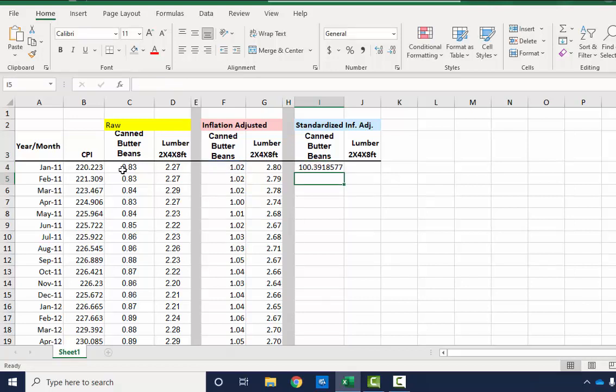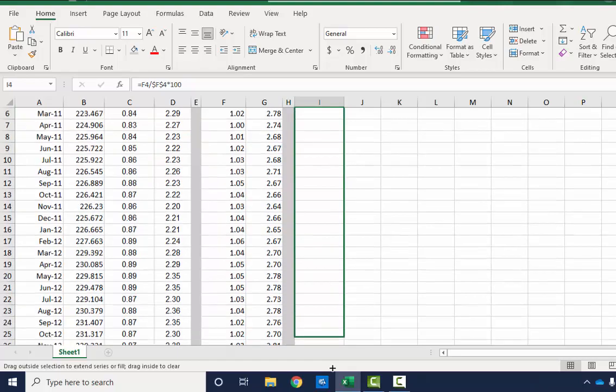Sounds weird. Oh, shoot, I shouldn't have done it that way. Okay, let's try again. So what we're going to do is we're going to take this number, all right? We're going to divide it by this cell right here by itself, but I got to nail that cell down. And we're going to multiply the whole mess by 100. Now notice what's happened is that this price, $1.02, is now moved to the index number 100.